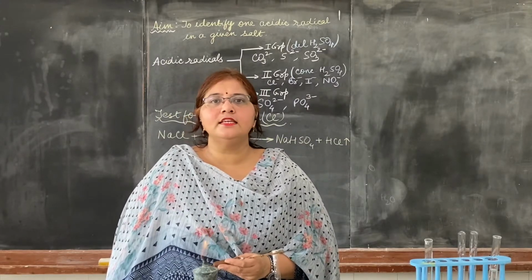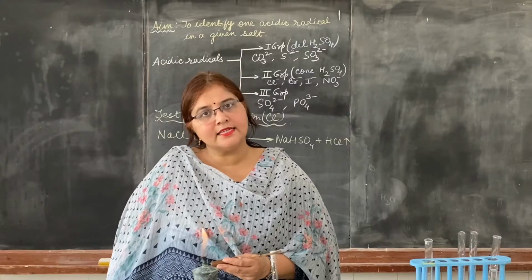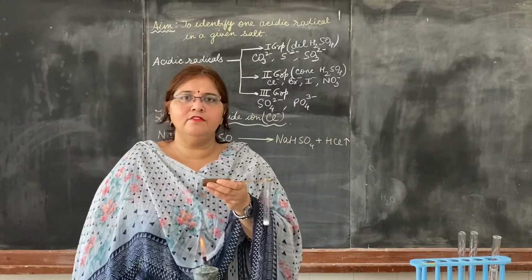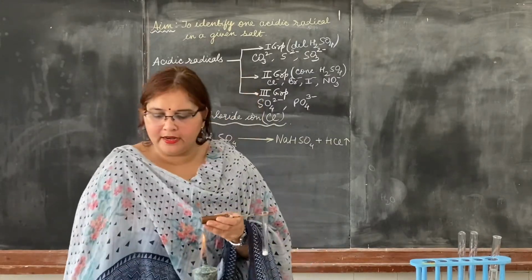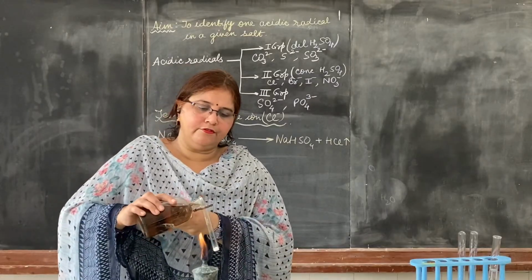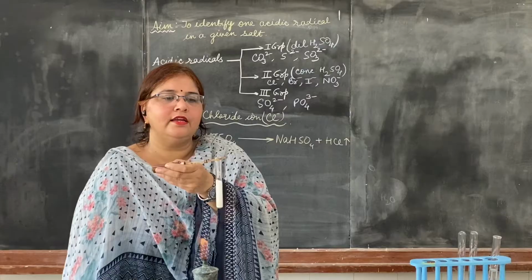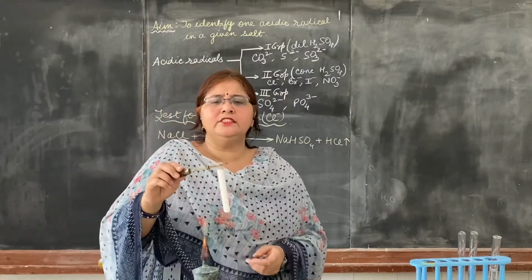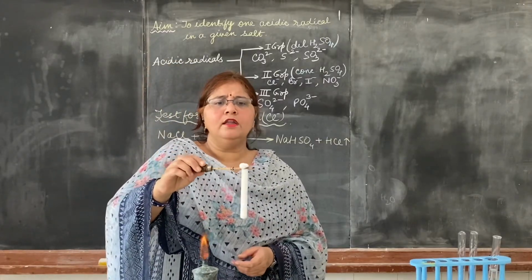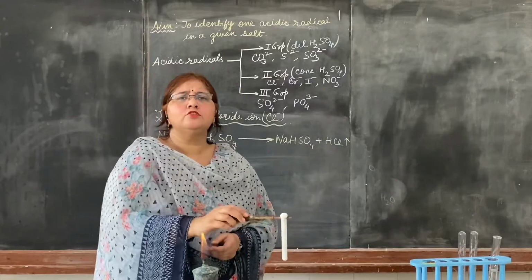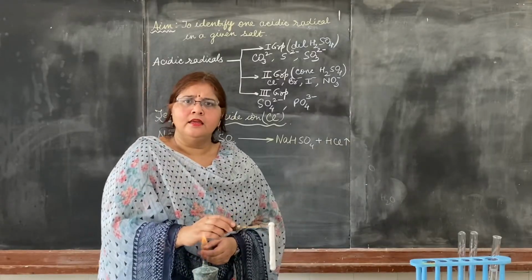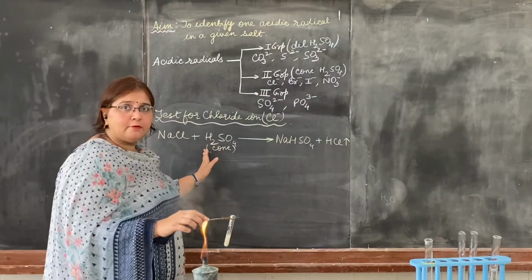The first is your chloride ion test. For the chloride ion, we will take a salt in the test tube and add concentrated sulfuric acid to it. As we are adding this concentrated sulfuric acid, a white colored pungent smelling gas is evolved, which shows the presence of the chloride ion. This is the basic reaction taking place over here.